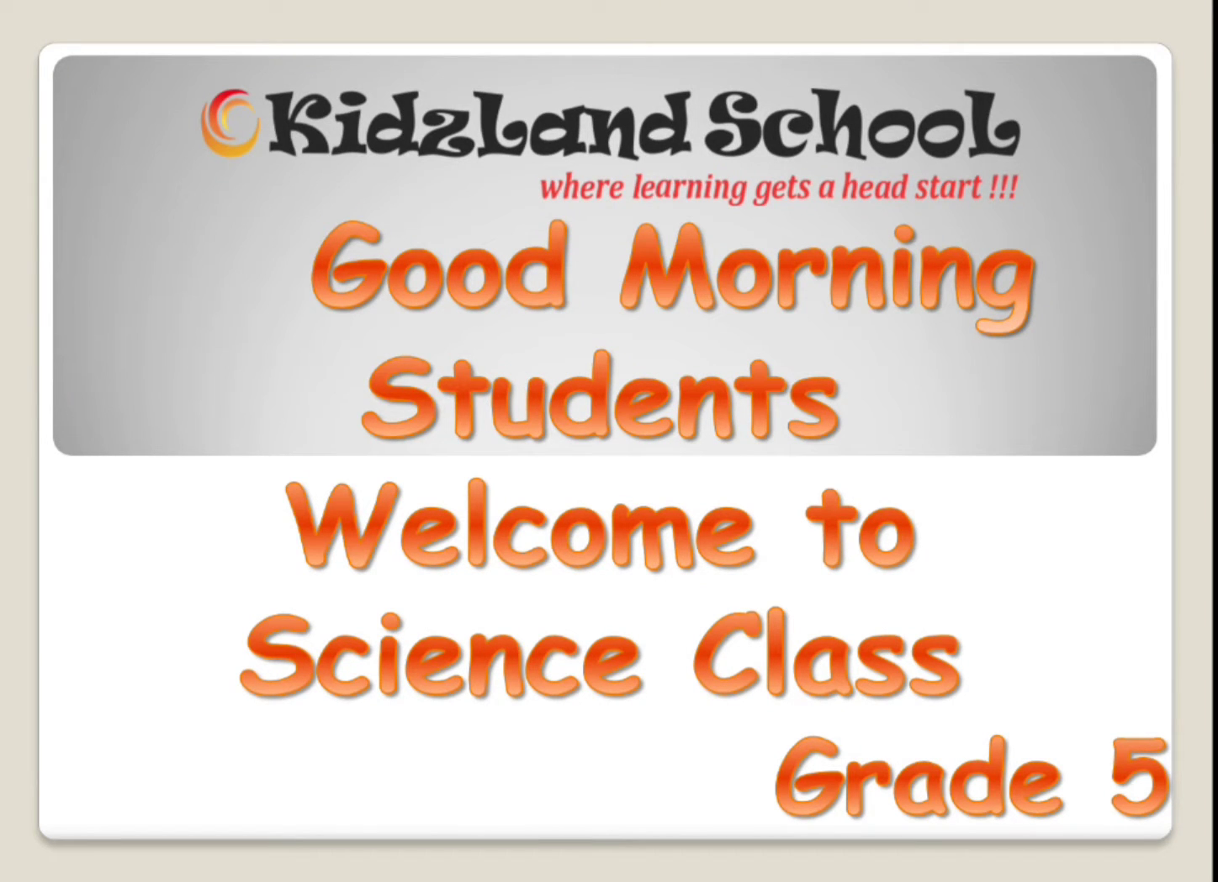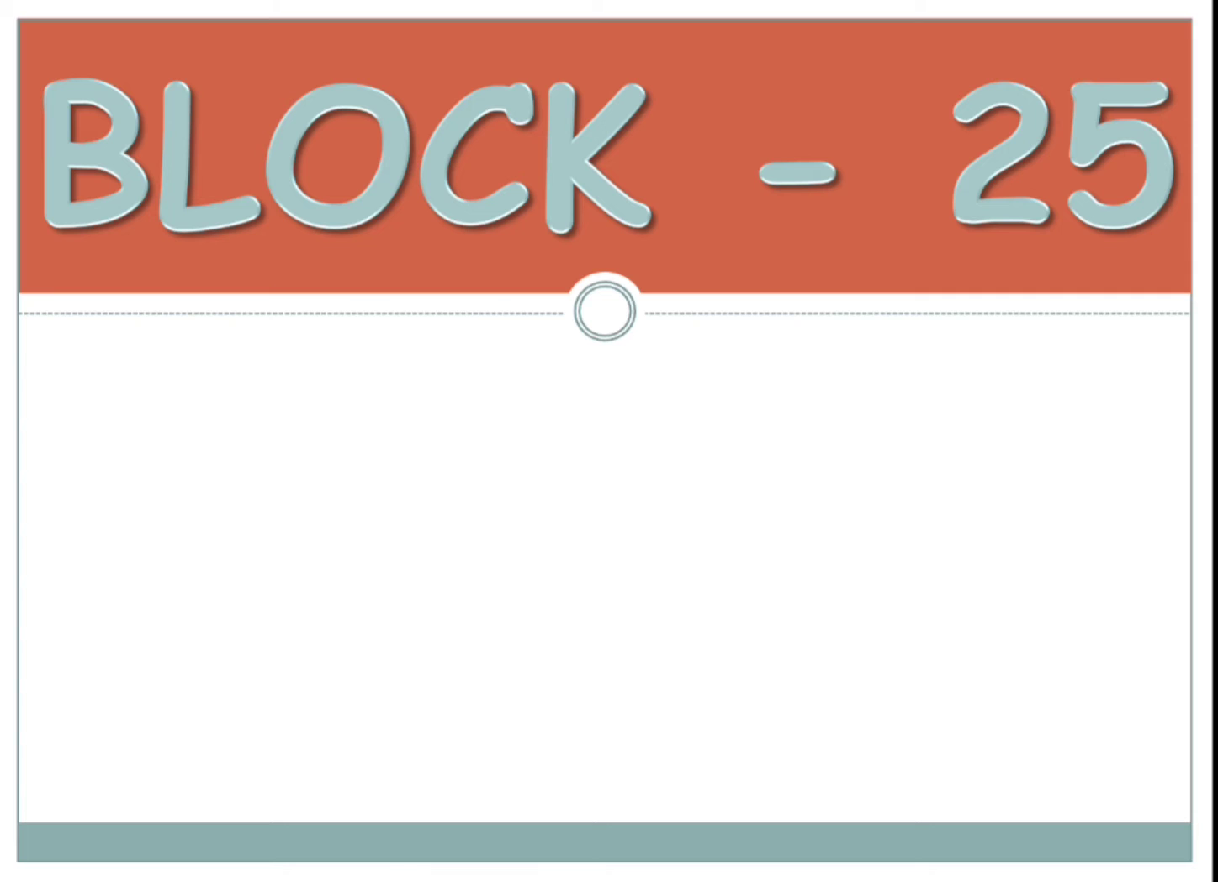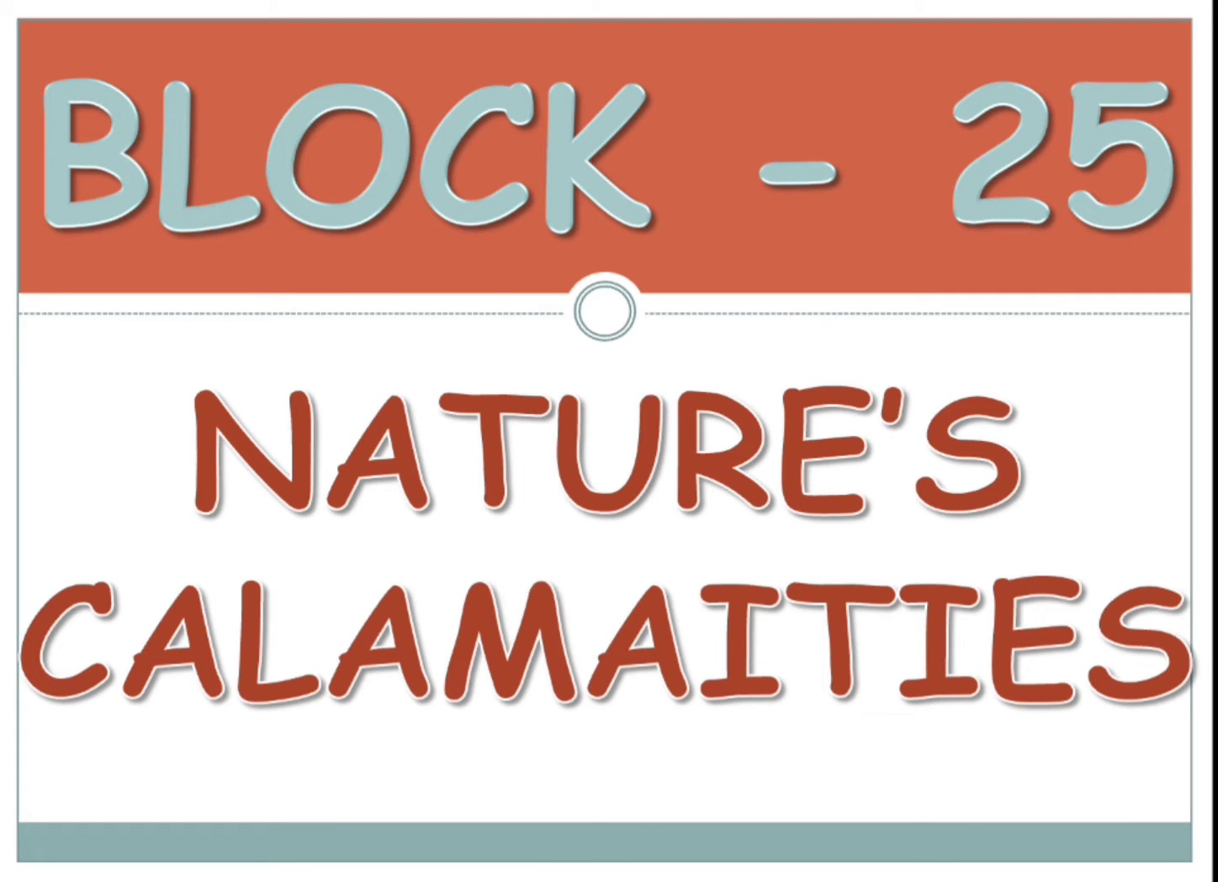So, in science, we have completed block 24, isn't it, children? So, let's start with block 25, which is nature's calamities. Nature is about the surroundings, isn't it? Calamities means the disturbances, like disasters, nature's disasters, natural disasters.